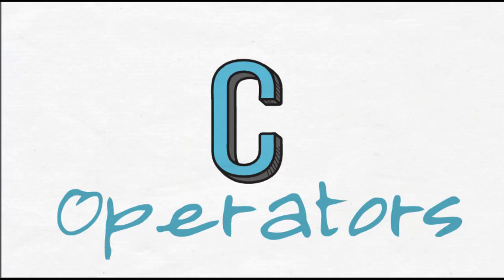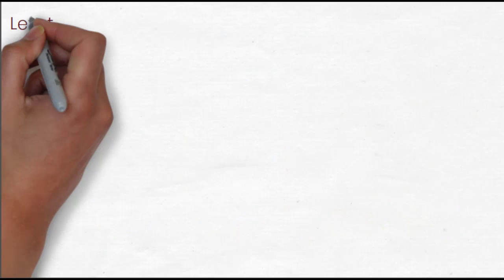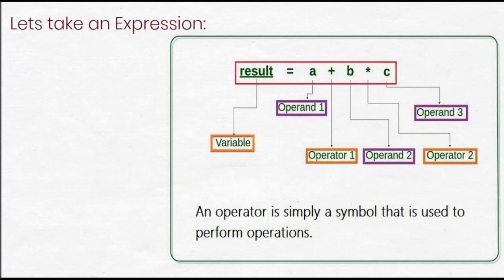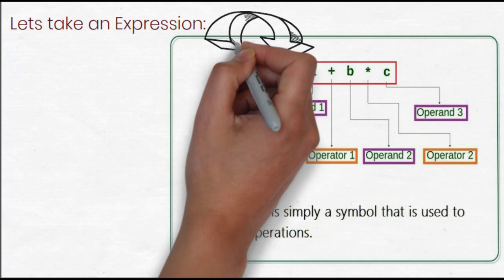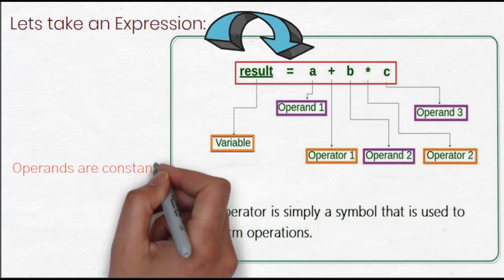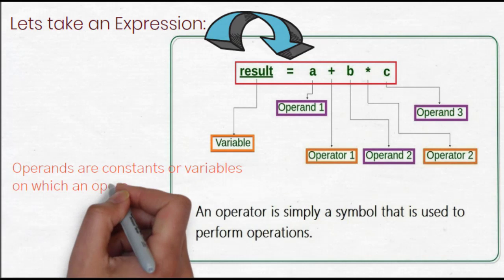To understand about the operators, let's take an expression. Result = a + b * c. In this expression, the symbols =, +, and *, which is a multiplication symbol, are operators that are used to perform operations with operands. Operands are variables or constants on which an operator operates.